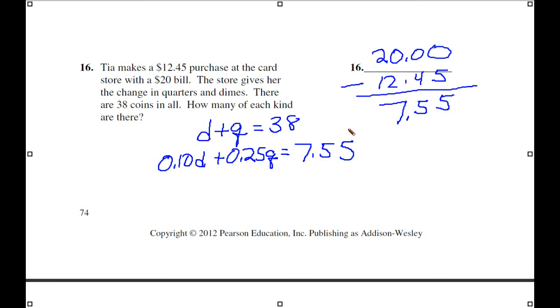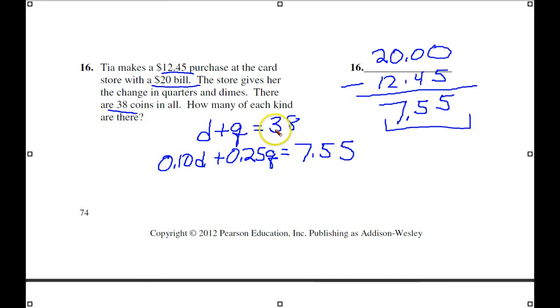Okay? So in this one, it's a good example. Here, this person made this purchase from $20. So how much change did she get? Well, $20 minus this gave me $7.55. So this was her change. And they say they gave it to her in dimes and quarters, D and Q. And there were 38 coins in all.